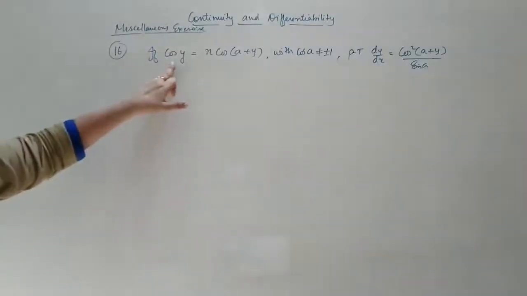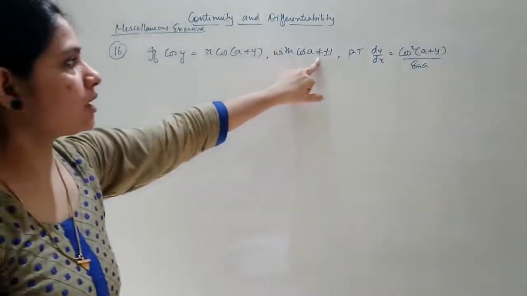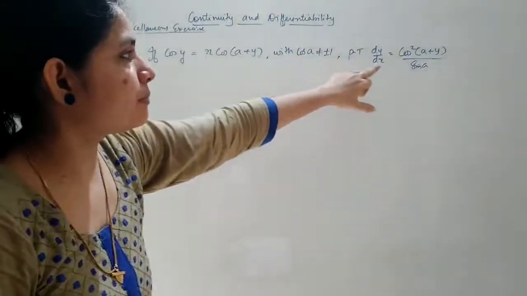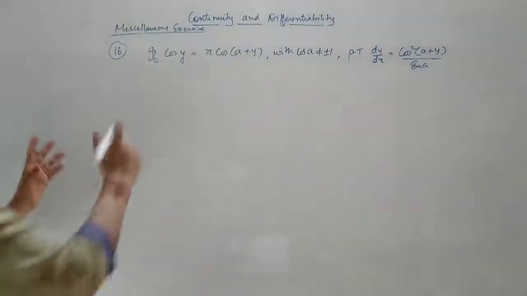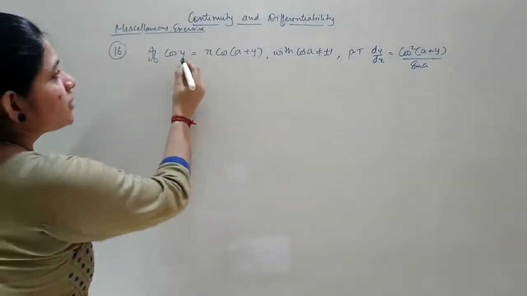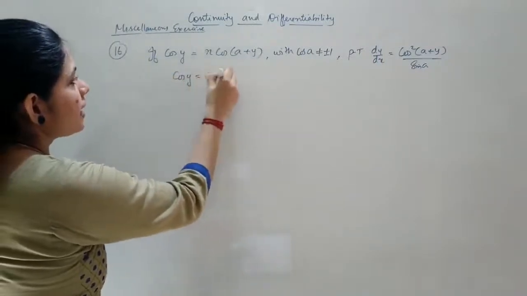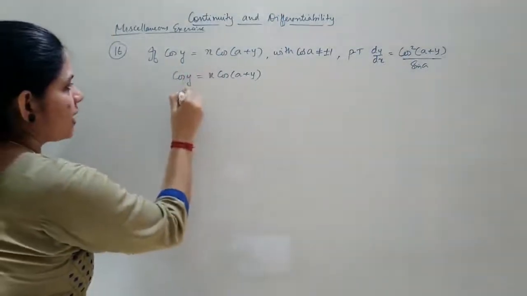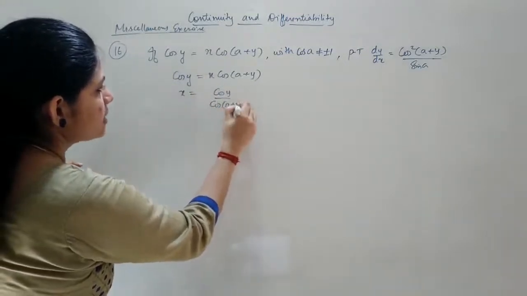So the question is, if cos y is equal to x into cos of a plus y, with the value of cos a not equal to plus or minus 1, then prove that dy by dx is cos square of a plus y divided by sin a. So for that what we will do is, here you have most of the terms in terms of y. So from the question, cos y equal to x cos of a plus y, we are finding out what x is equal to. So x is equal to cos y divided by cos of a plus y, right?